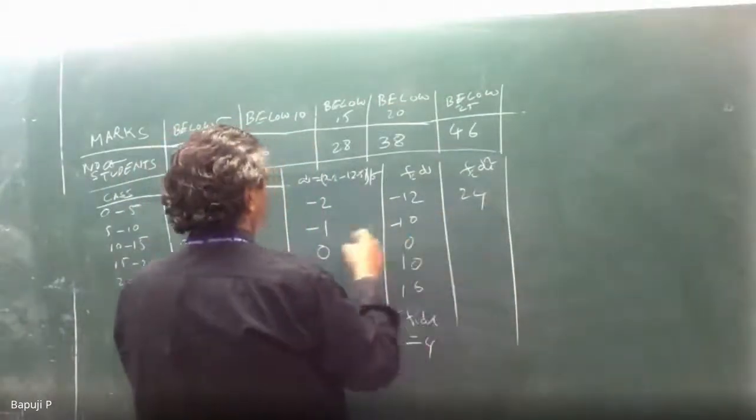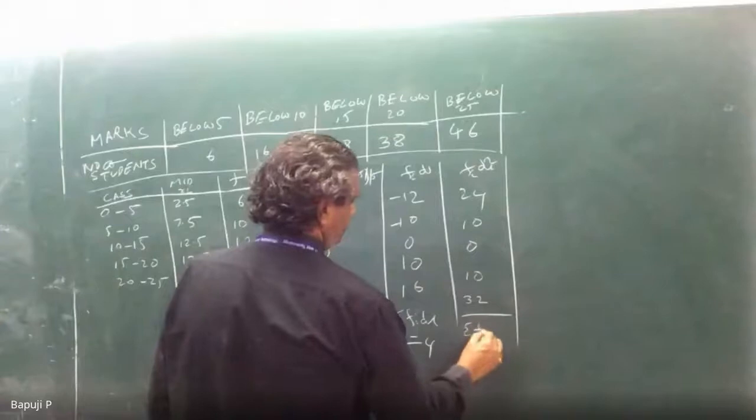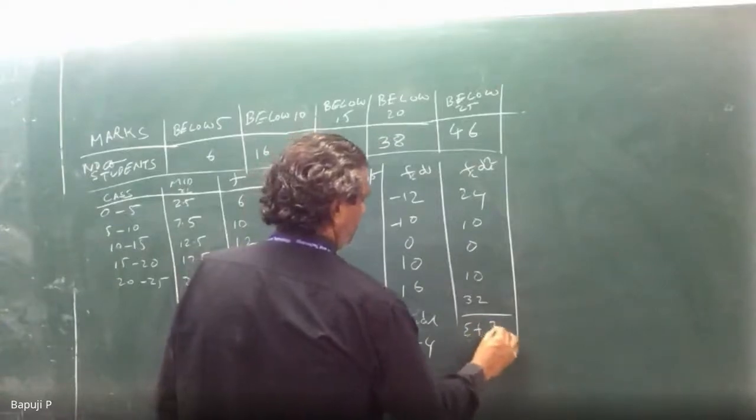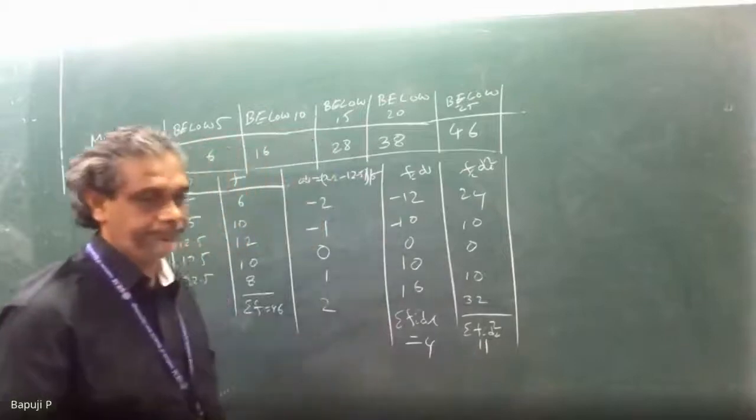Then 1, 1, 10. 10. 0, 0, then 10, 10, 32. 32. So fiDi square is equal to how much? 76.